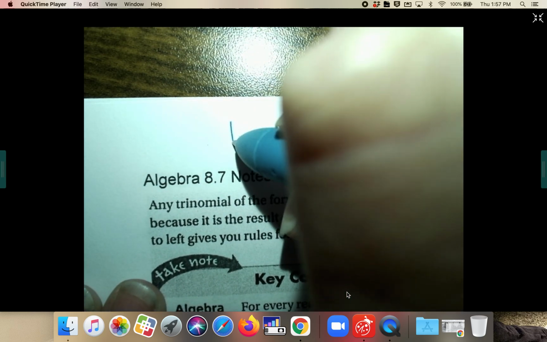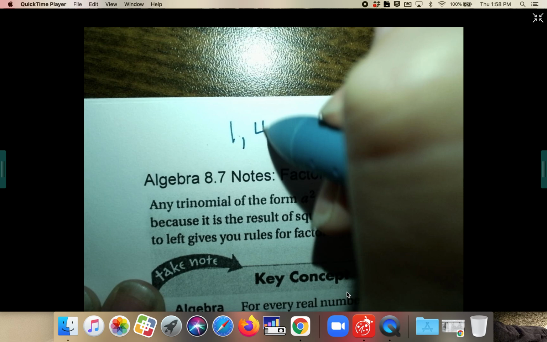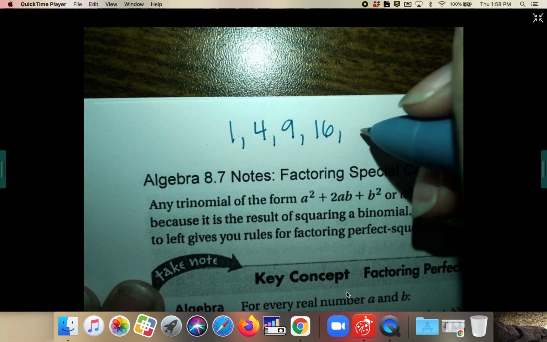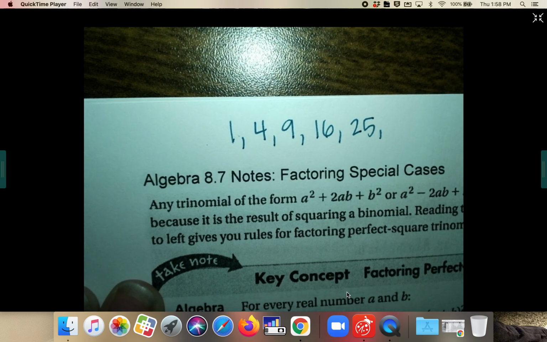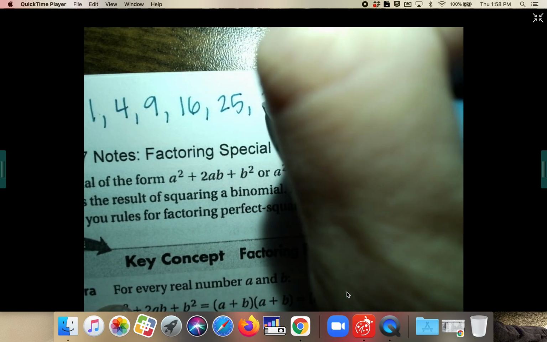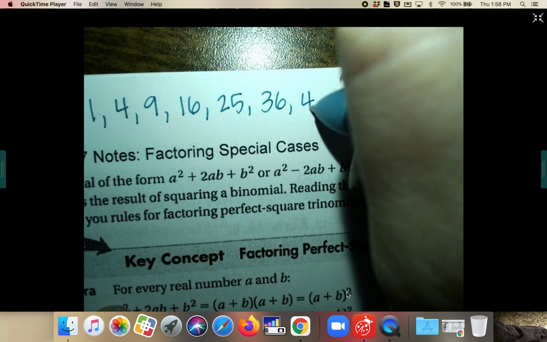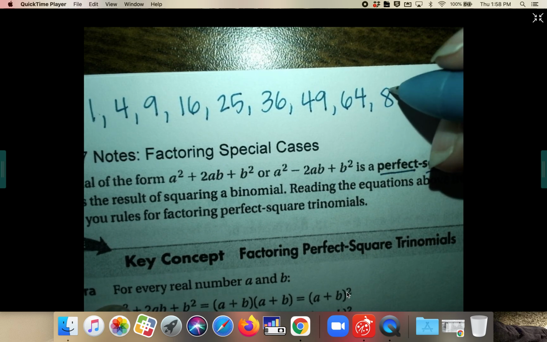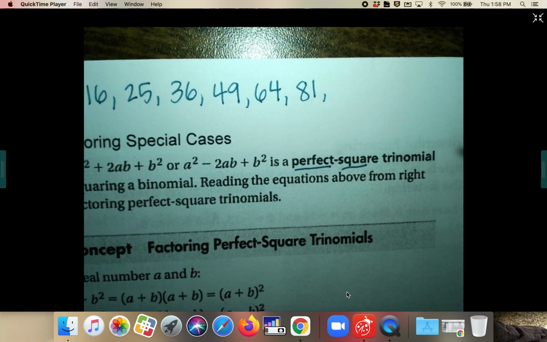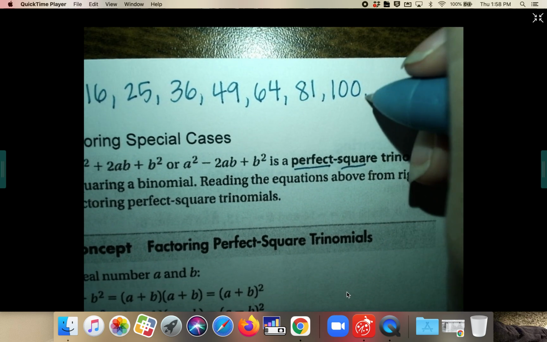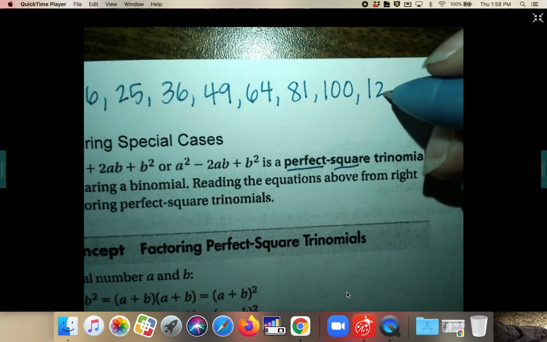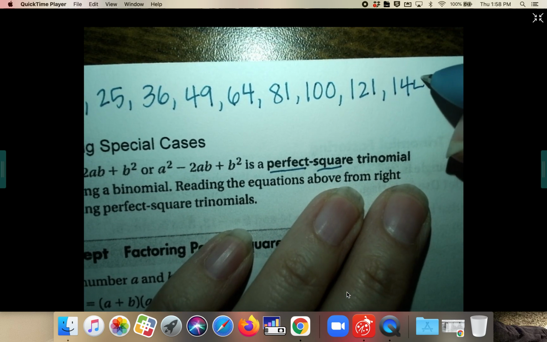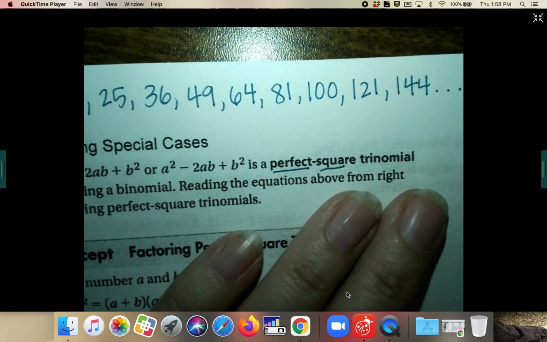So 1 times 1, 1. 2 times 2, 4. 3 times 3, 9. 4 times 4, 16. 5 times 5, 25. 6 times 6, 36. 7 times 7, 49. 8 times 8, 64. 9 times 9, 81. Let's just do a few more. 10 times 10 is 100. 11 times 11 is 121. And then 12 times 12, let's stop at 144. But perfect squares go on and on and on.